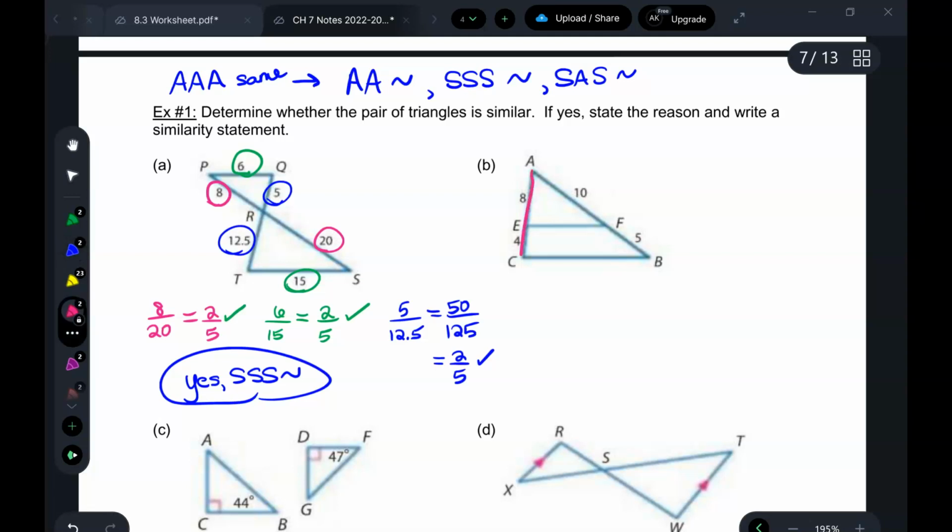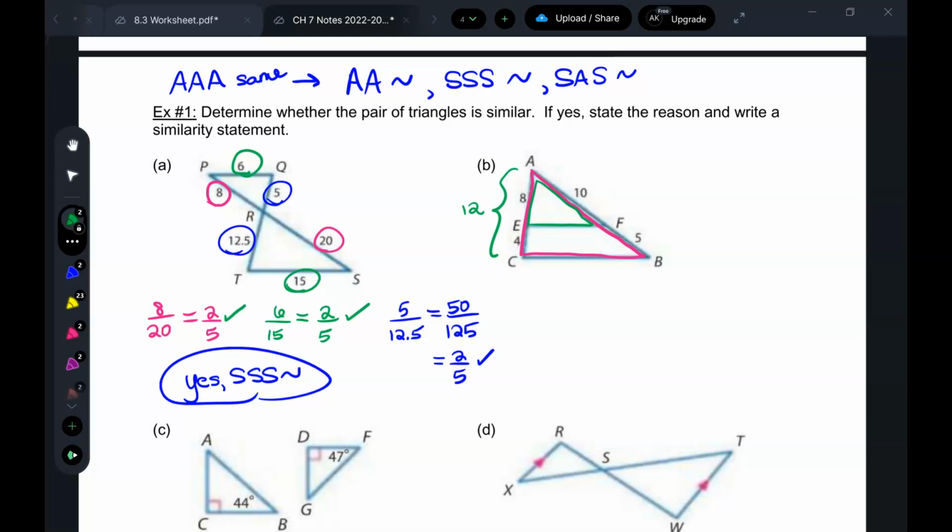Okay, here's what we want to do. We're checking this big triangle and the little one on top. So 8 and 10. No, not 4. Look, 8 has to correspond to the whole side, which is 12.